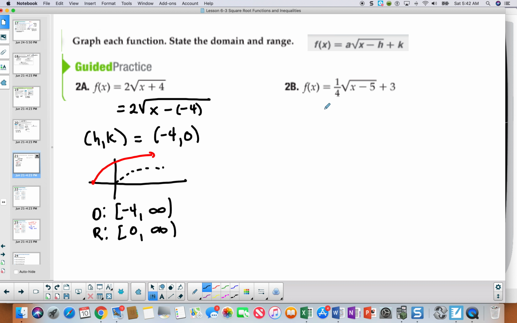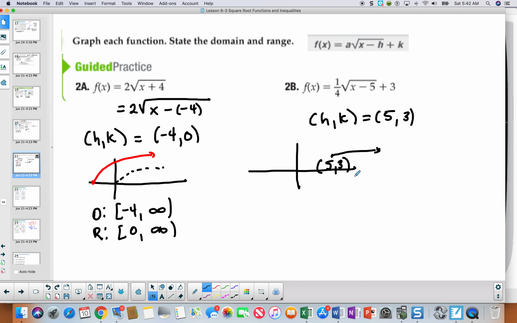Let's take a look at this one, and it's already in my HK form, so I can read my HK. My H is 5. Put a 5 back in here, and that'll be 3. So I know I'm going to go over 5 units and up 3 units, and my A is positive, and this is a compression, so it's barely going to grow, but it's going to grow like that. And this is the point 5, 3. All right, and so my domain will be from 5 to infinity, and my range will be, the lowest y value is 3 to infinity.